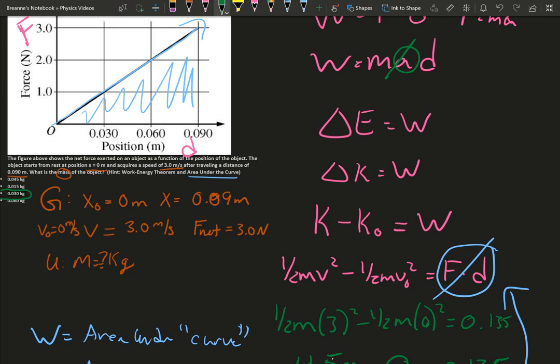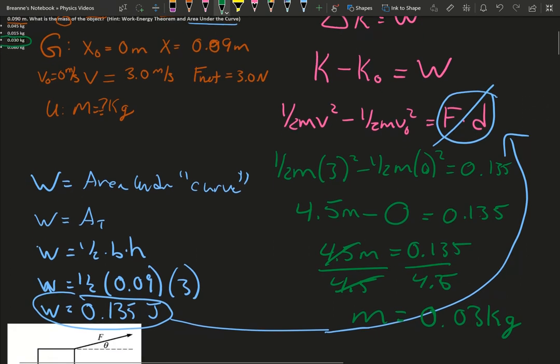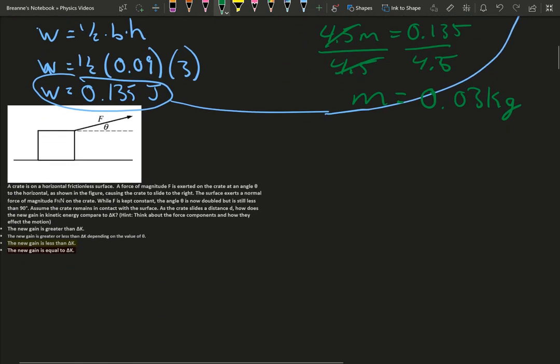So don't forget that your work equals your change in kinetic energy. The key thing you have to pay attention to is whether your force is constant. If it's giving you a graph, your force isn't constant. So that's when you have to do the area under the curve. So that's our first question.